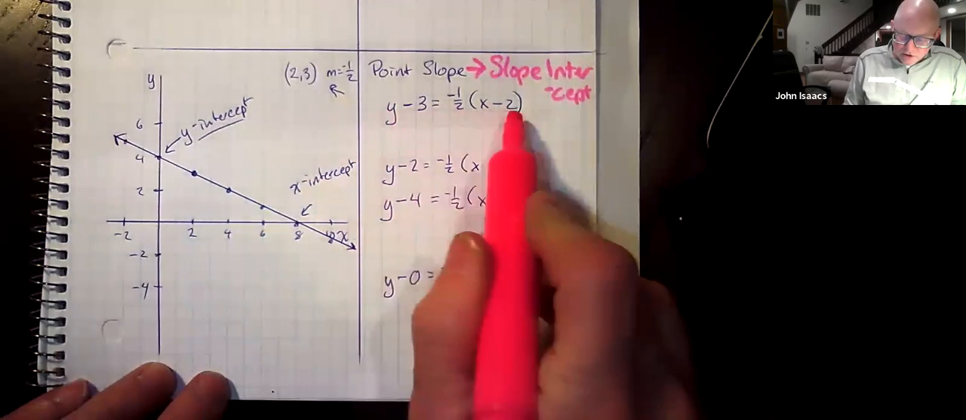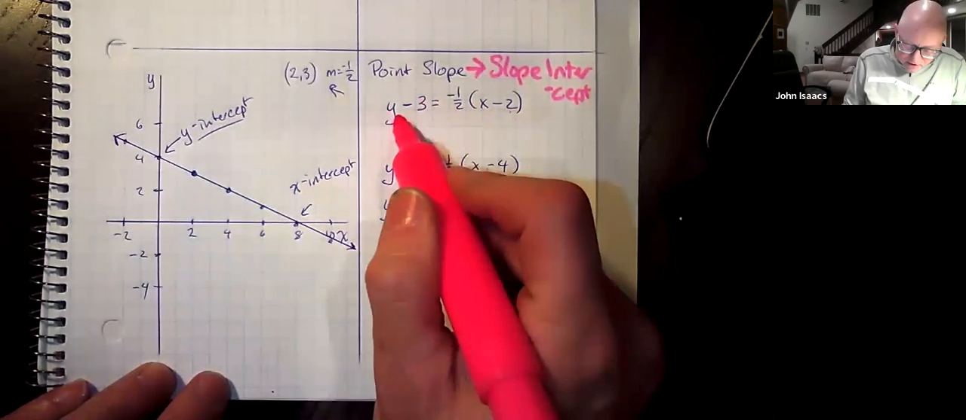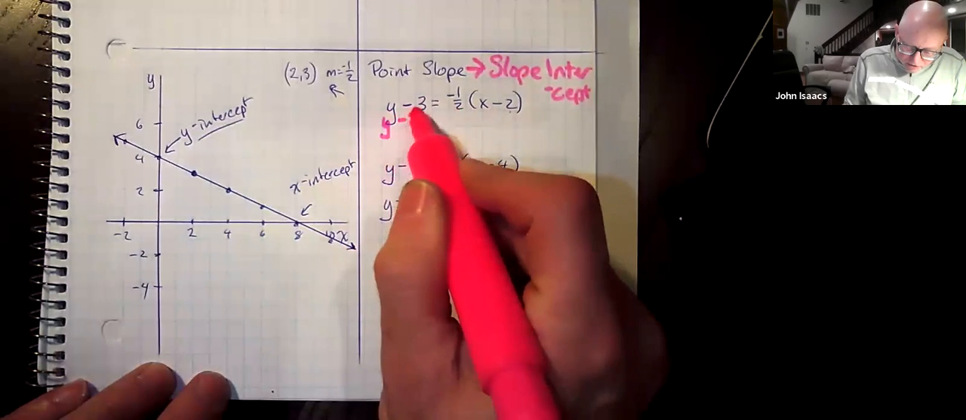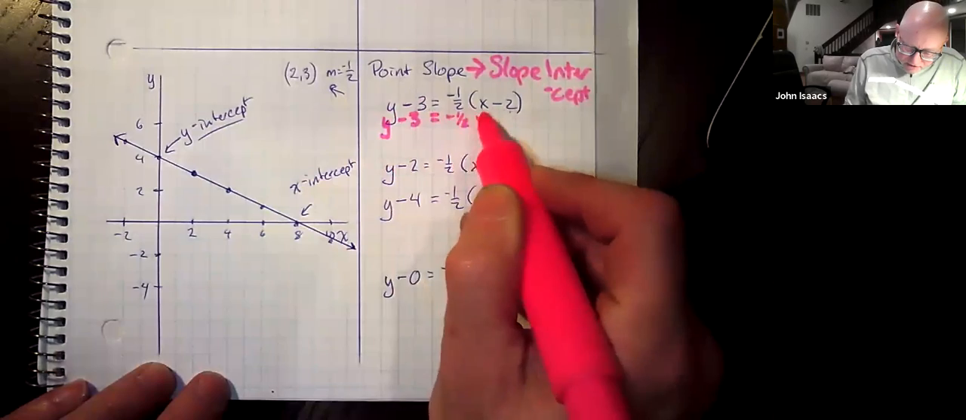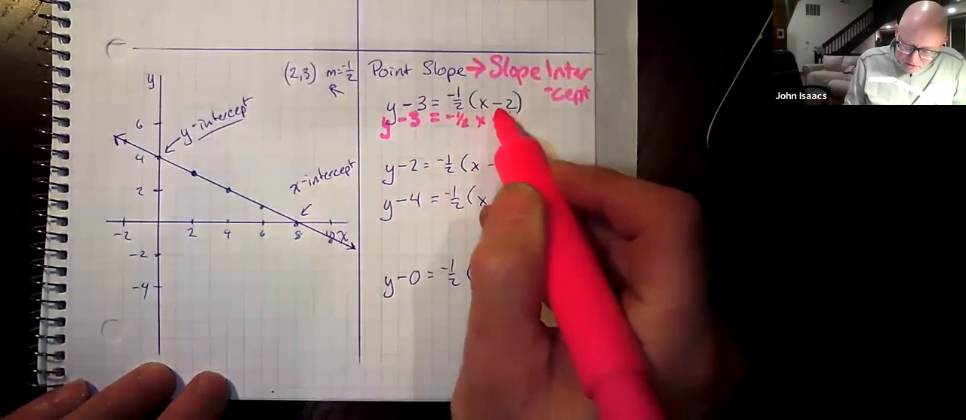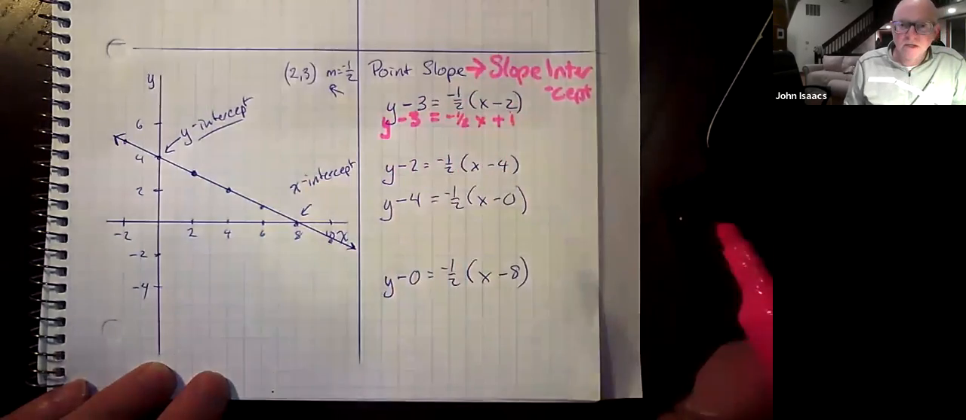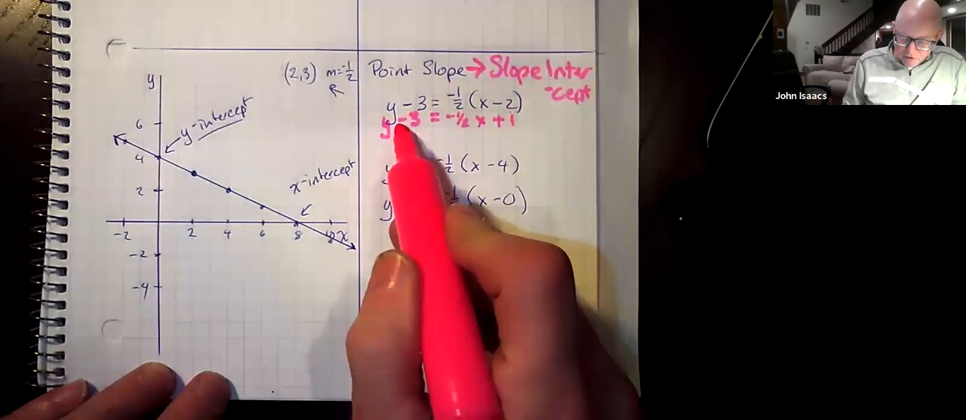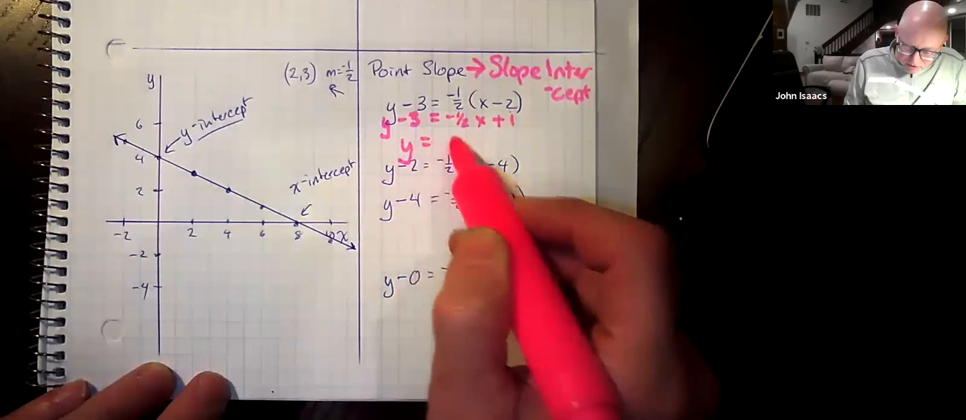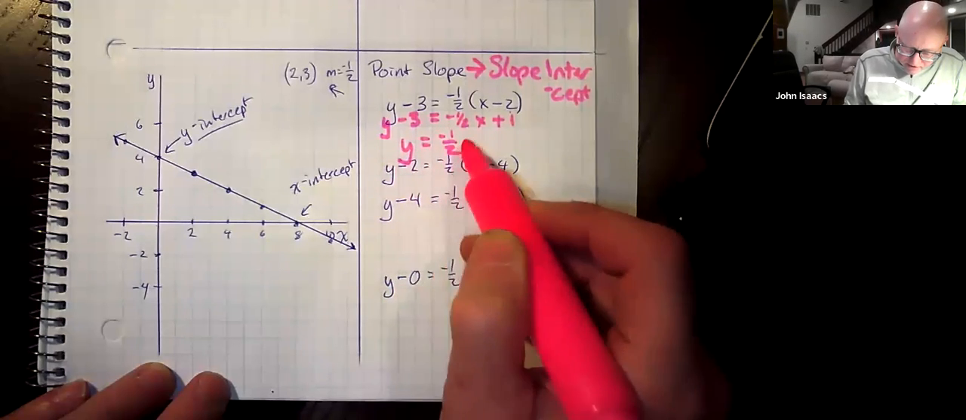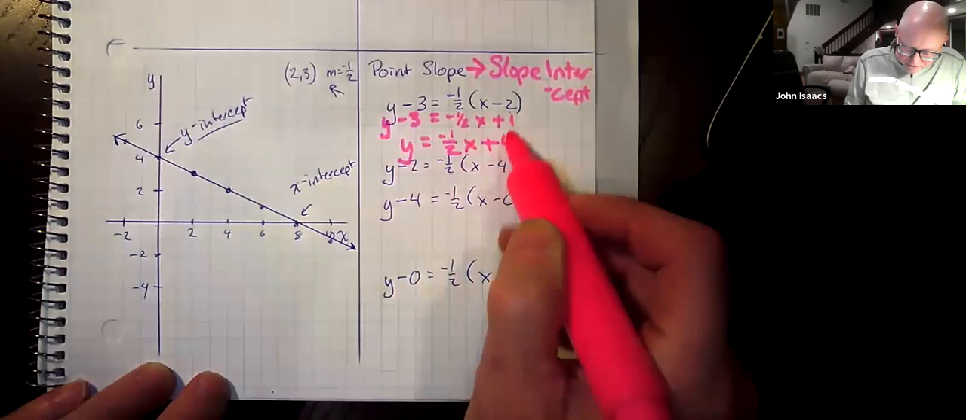So in this equation, I want to distribute this -1/2. So we wind up with y minus 3 equals -1/2 x plus 1, right? -1/2 times -2 plus 1. And then I'm going to move the 3 over by adding 3 to the other side. And we wind up with y equals -1/2 x plus 4.